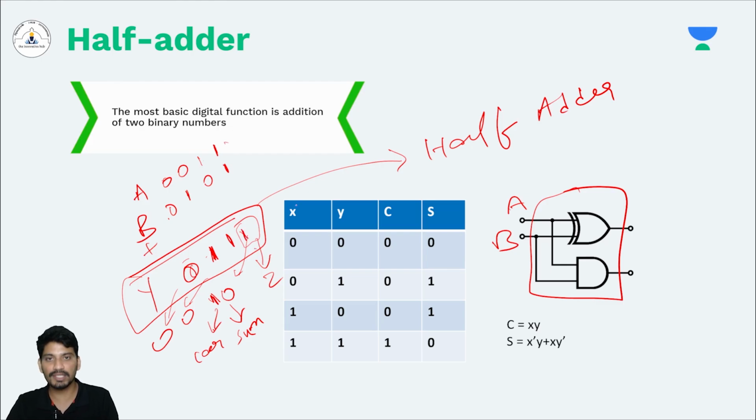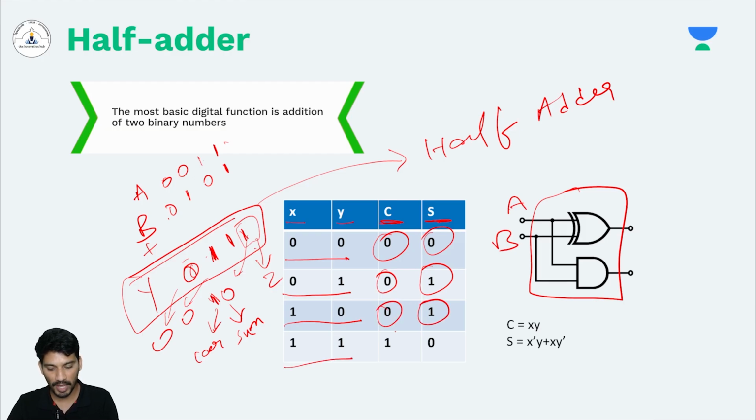So let's draw the truth table of this function. I have two inputs, let's say x and y, and two outputs, one is carry and one is sum. So 0 0 will have carry of 0 and sum of 0, 0 1 will have carry of 0 and sum of 1, 1 0 will have carry of 0 and sum of 1, and 1 1 will have carry of 1 and sum of 0. So what is the circuit that is required to get this carry and sum?